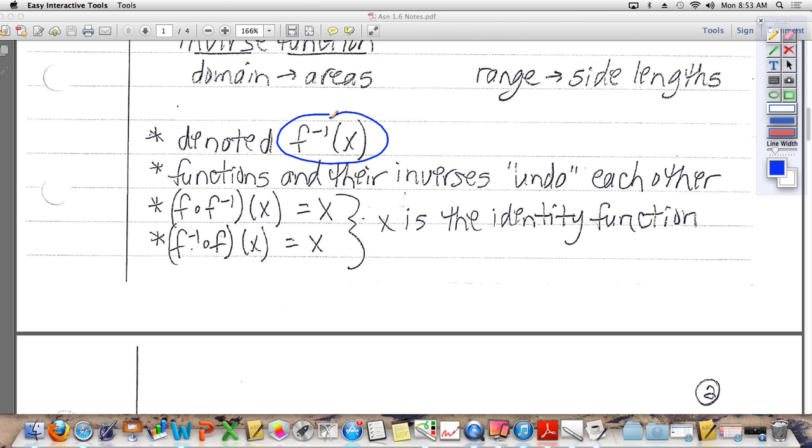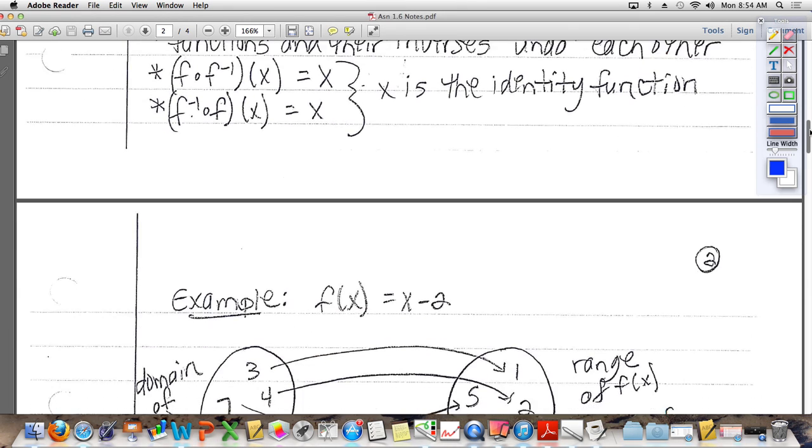Functions and their inverses undo each other. We already talked about that. This right here is important also. If you take the function and you compose it with the inverse of the function, either way, if you start with f and you compose it with the inverse, or if you start with the inverse and you compose it with the original function, you are always going to get what we call the identity function. You should always end up with x. So if you want to know if you found the inverse correctly, you would compose the two, and if you end up with x, that means you found your inverse correctly. I will ask you to do that maybe a couple of times, but not a lot. We're mostly going to focus on whether or not you can find the inverse.